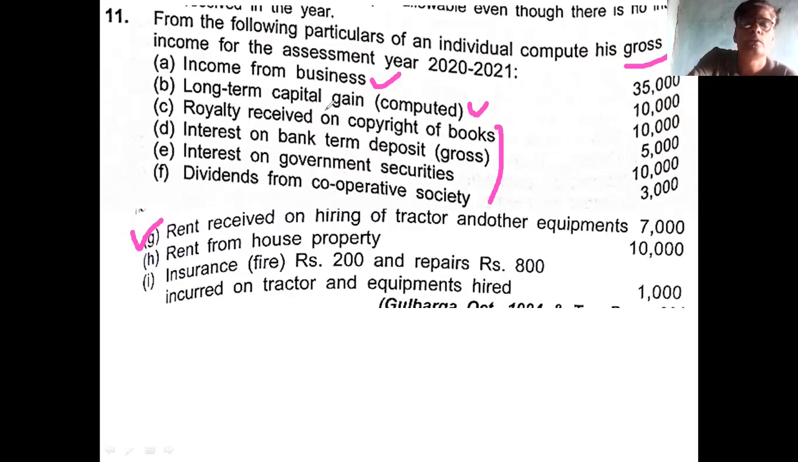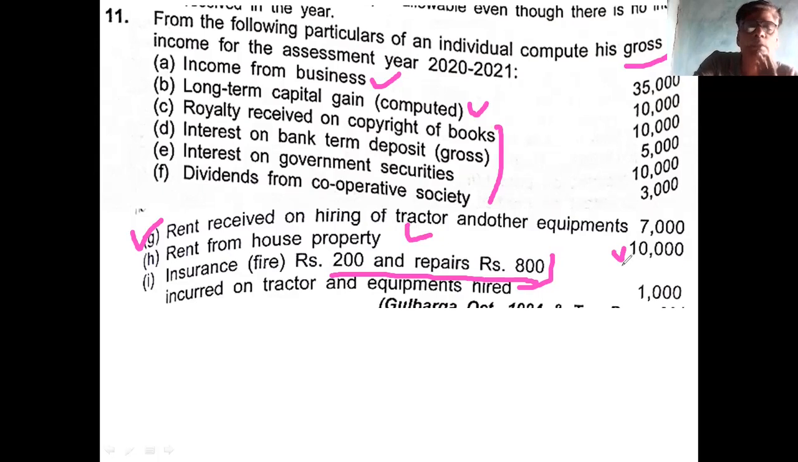So I already explained this one in the previous class and you told the answer also. Here are the 2 expenses relating to other source: one is insurance, another is repairs. First I will take this and calculate the income from house property. Rent received on house property is 10,000. This is called gross annual value because only one value is there, and that gross annual value becomes the annual value. There is no municipal tax.